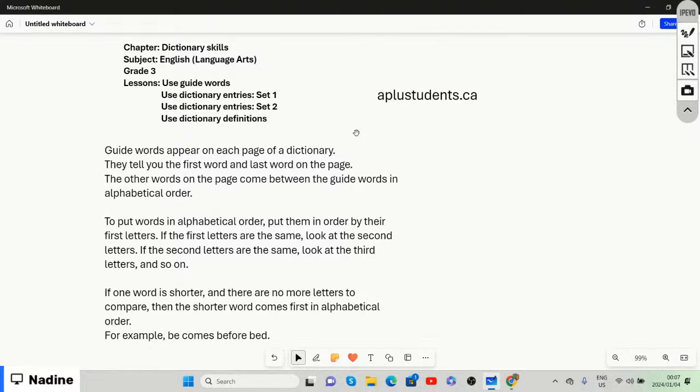So when you are looking for a specific word, the guide words will be there to guide you, right? So this is where you'll be able to know, okay, this word is either before this, or it's after the last word, or it is in between the guide words. And once you have your guide words, all the other words on the page that come between the first guide word and the last guide word on that specific page will be in alphabetical order.